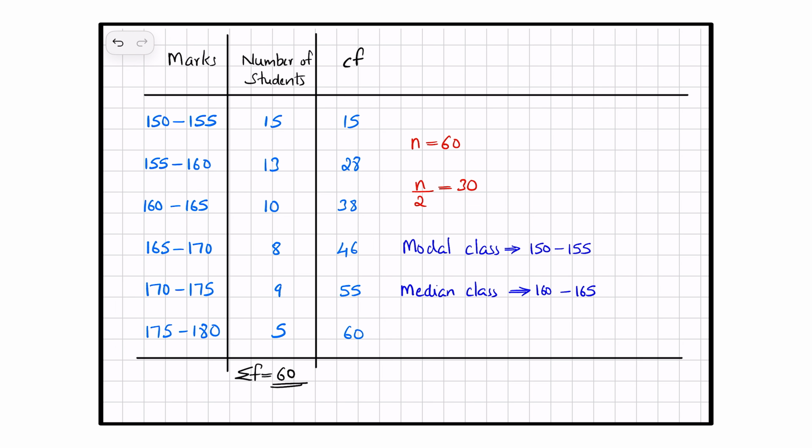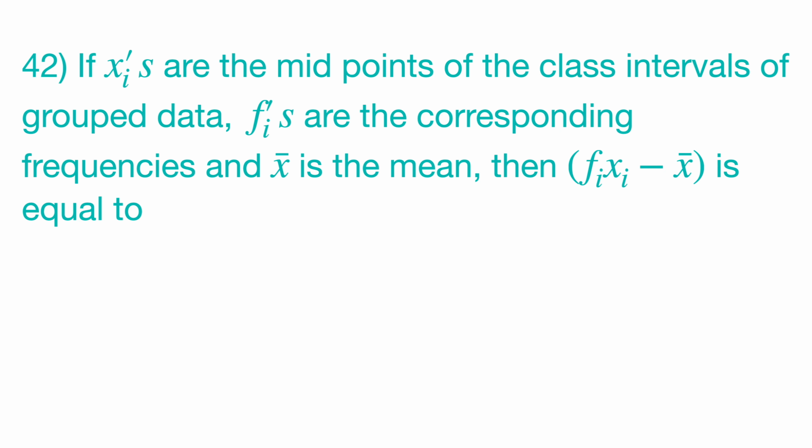Now the question asked is the sum of the lower limit of the modal class and the upper limit of the median class. So that will be 150 plus 165. And that value will come to be 315. That is option B.